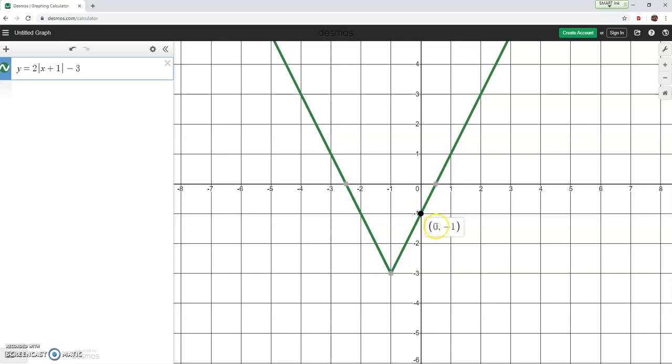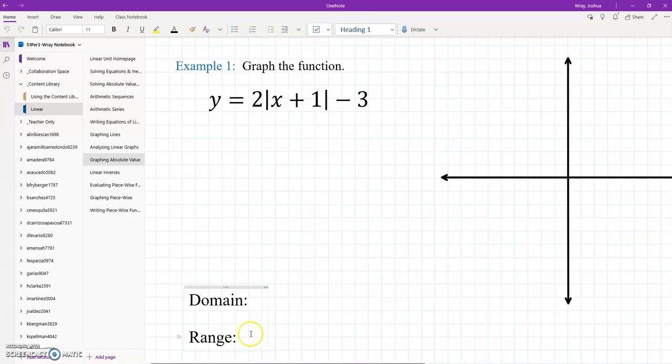This is going to cross my y-axis at 0, -1. It's going to cross the x-axis here at 0.5. And it's going to cross here at -2.5. So if I plotted these, it's going to really make my absolute value v look a lot more accurate than if you just drew 2 random lines. So let's go back and do that.